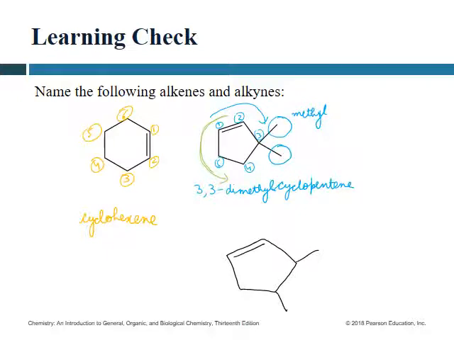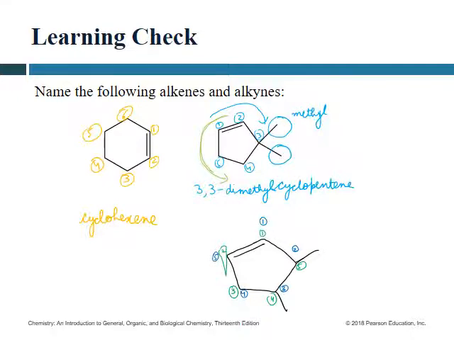How would we name this? If we were to name this particular compound, again we could start numbering from here. That would be 1, 2, 3, 4, 5, so my substituents are getting 4 and 5. But if I number them the other way, I go 1, 2, 3, 4, 5. If I do this, my substituents are getting smaller numbers.